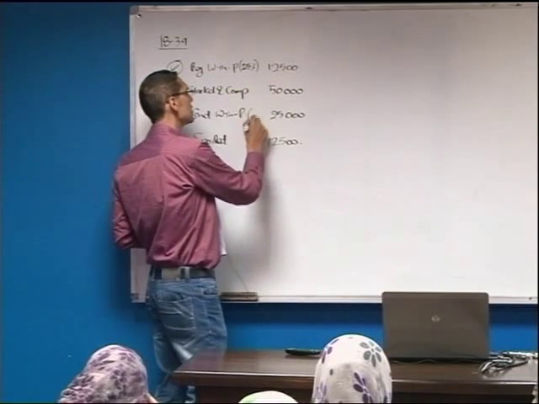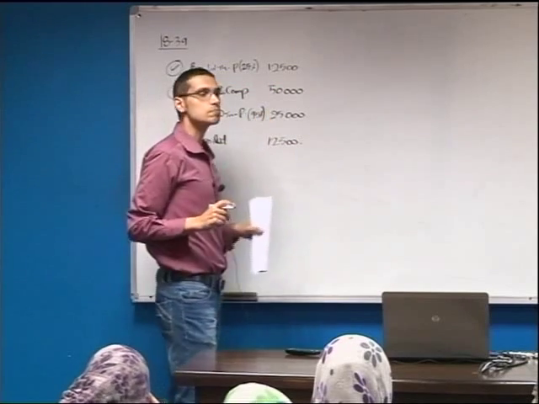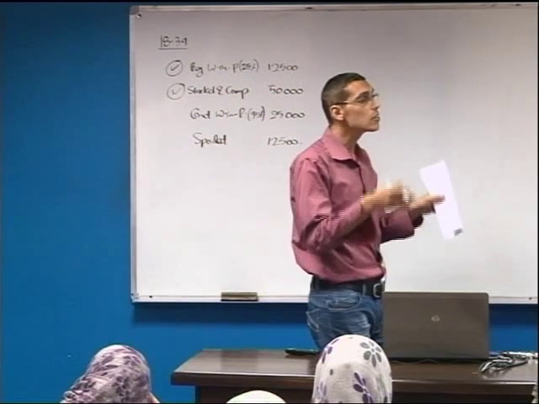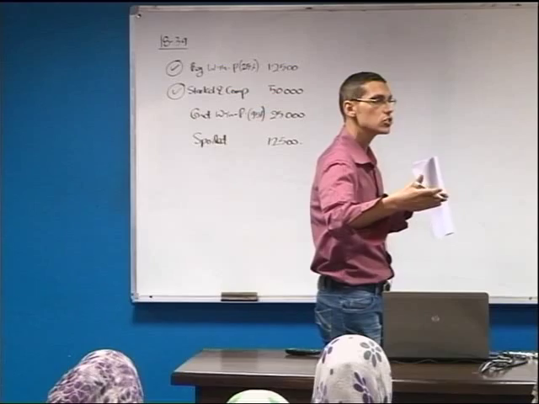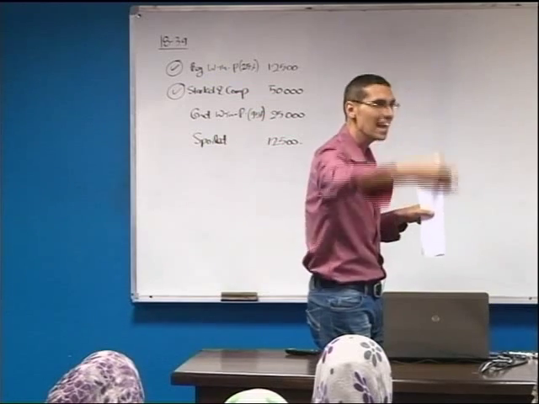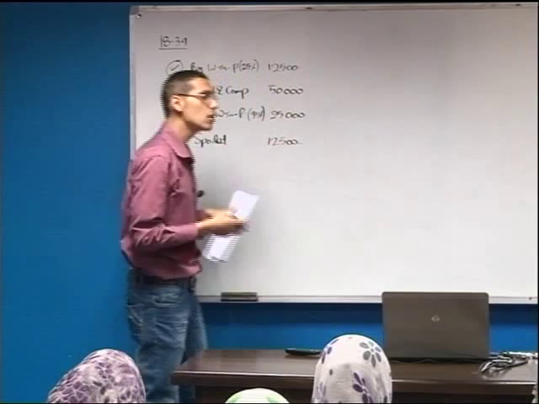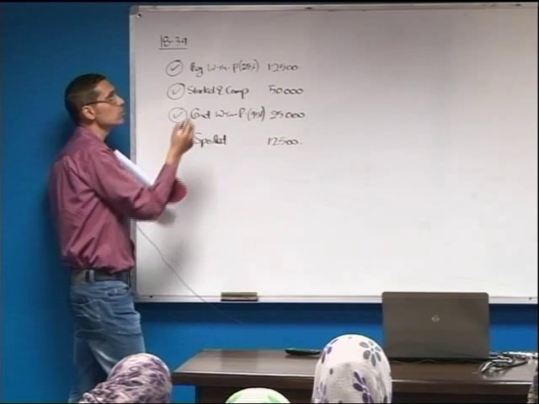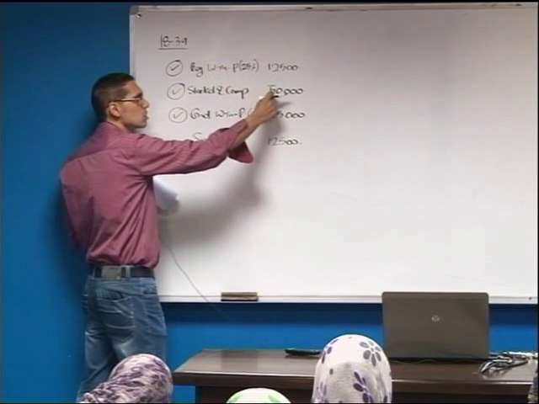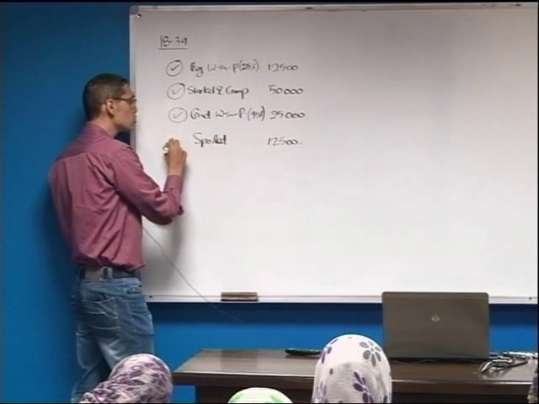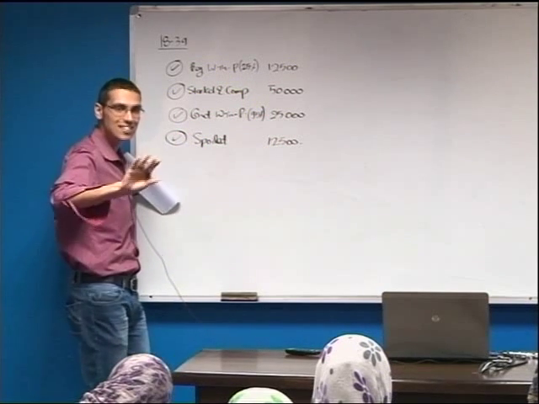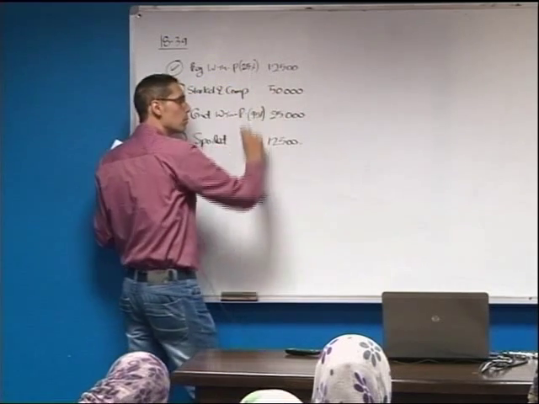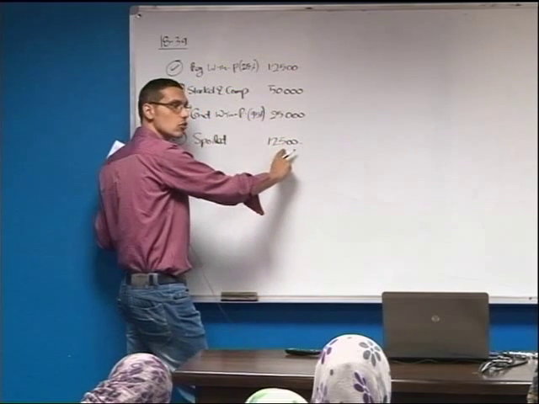The ending work in process, excellent, they are inspected. Why? Because they started in this period and they reached the 95% of completion. Therefore, they were inspected at the 80% point of completion, correct? Therefore, they were also inspected. Therefore, as we can see here, the good units would be the 12,500 plus the 50,000 plus the 25,000. Of course, the spoiled units were also inspected, but they were deemed to be spoiled. Therefore, the good units would be the total of these numbers minus the 12,500, correct?